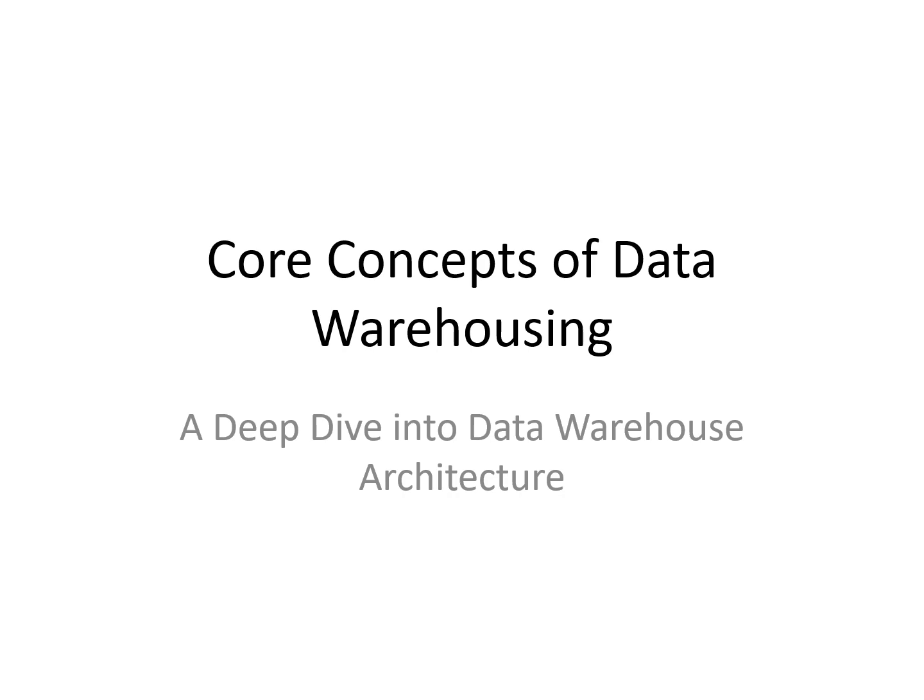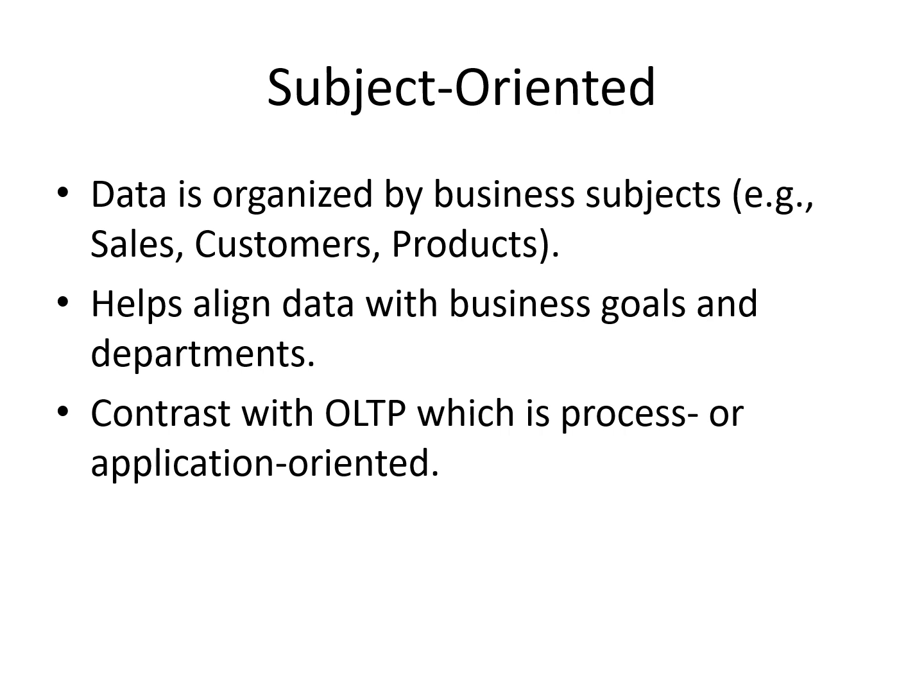In this edition, we are talking about core concepts of data warehousing. Data warehousing is subject-oriented. Data is organized by business subjects, example, sales, customer, products. Data warehousing helps align data with business goals and departments. Contrast with OLTP, which is process or application oriented.